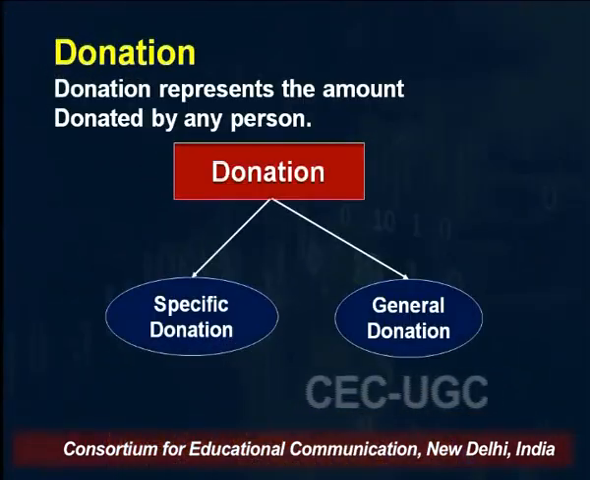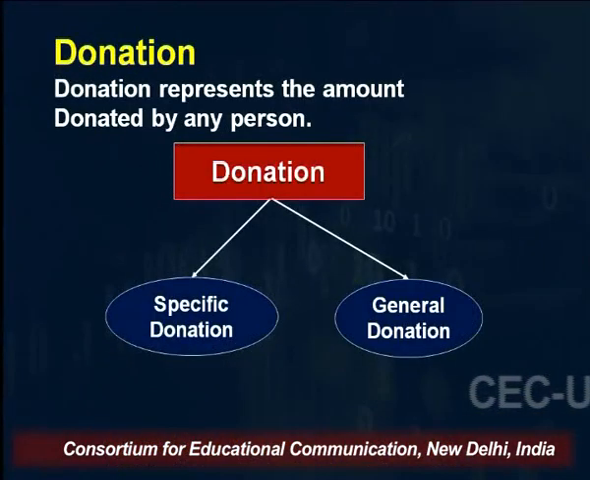If nothing is mentioned, if the purpose of the legacy is not mentioned, in that case it is to be treated as for a general purpose, and in that case it is to be treated as a revenue receipt. And if it is a revenue receipt, it has to be shown on the credit side of the income and expenditure account. The next source of income for an NPO is donation.